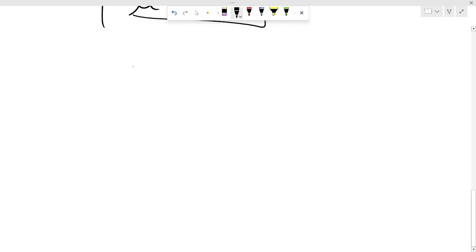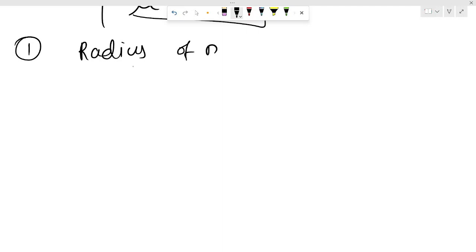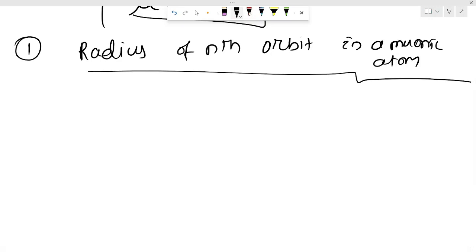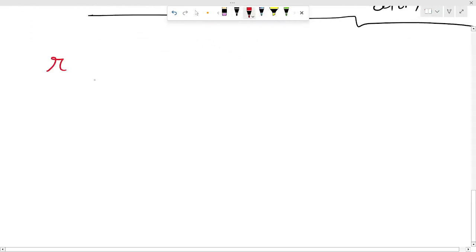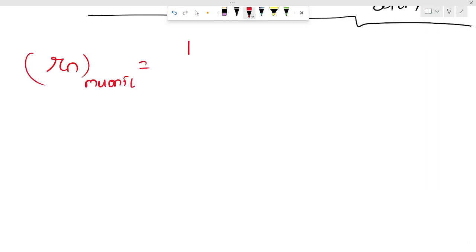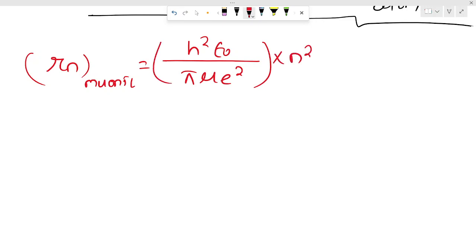Okay, so let us find out the radius of the nth orbit in a muonic atom. Let me change the color of the pen. We have the radius formula: Rn muonic is equal to h square epsilon naught upon pi mu e square into n square. In place of m I have substituted mu.